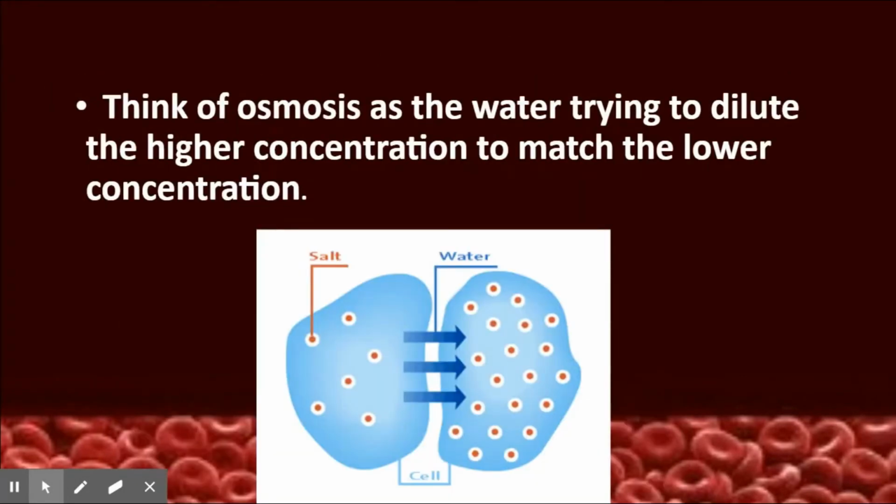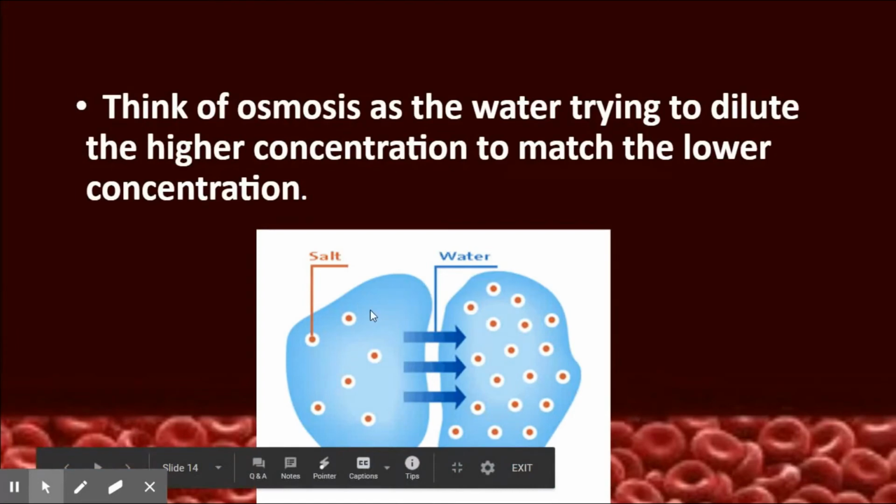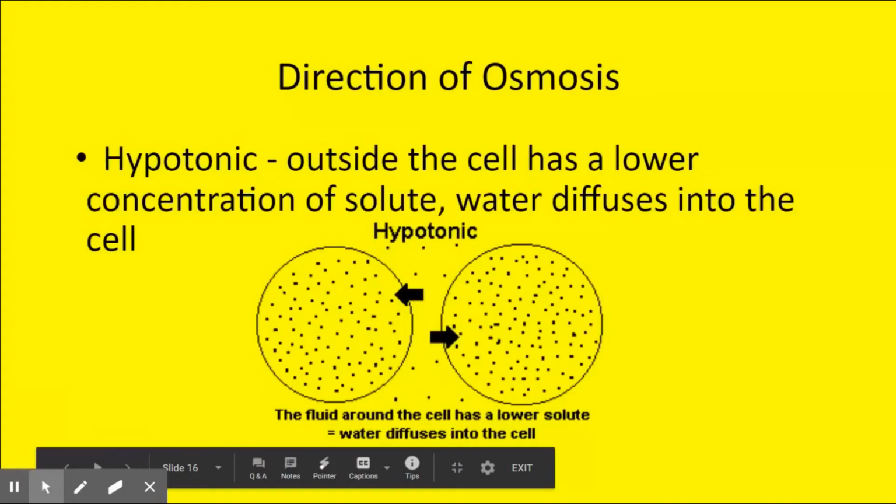So if we look at this, the little red and white dots are salt. On the first side, there's not a whole lot of salt in that water, but on the second side, we do have a lot of salt. So the water is going to flow from this side to this one to try to dilute that out. And so that would be an example of osmosis.